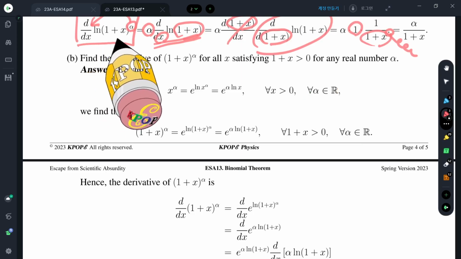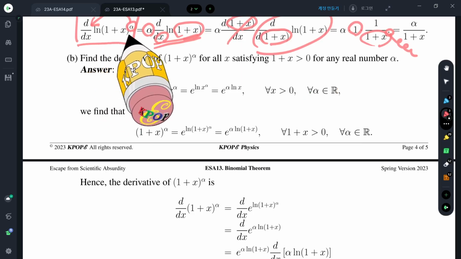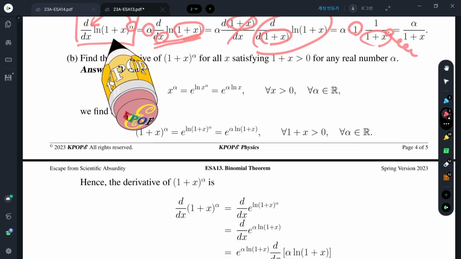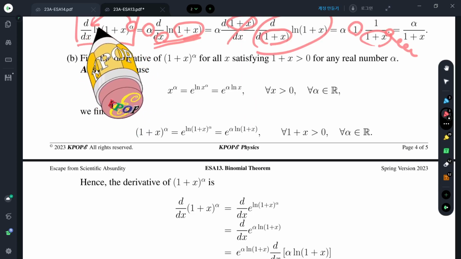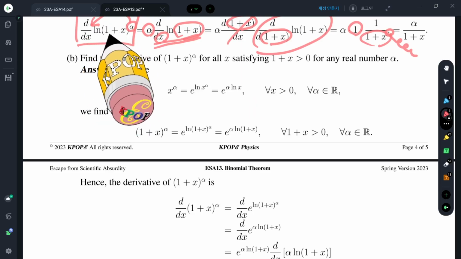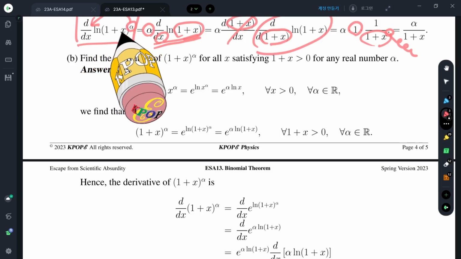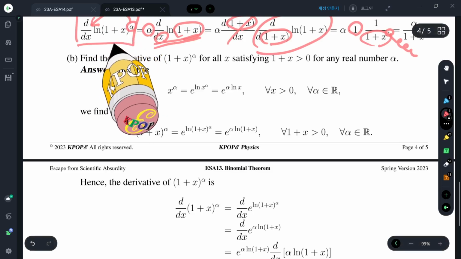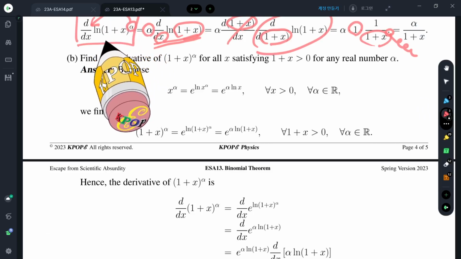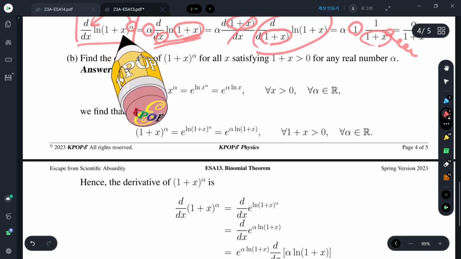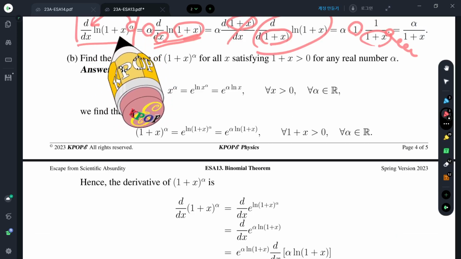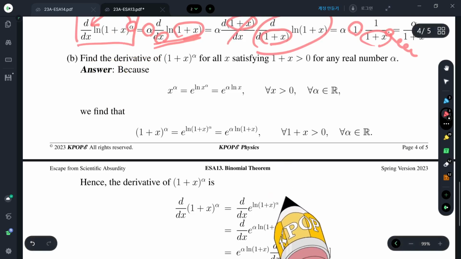Okay, so we need to restrict the x region to have the log defined. So this should be positive. Sure, later, you can extend the region to the complex numbers, but it is out of the scope of our class.